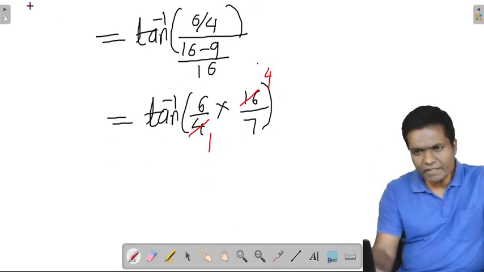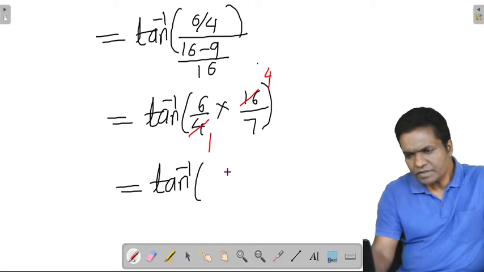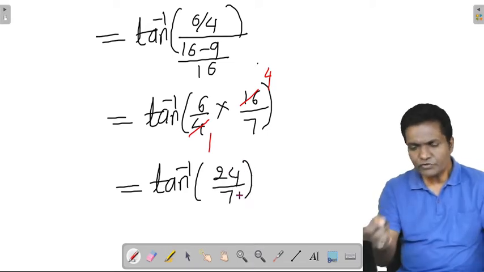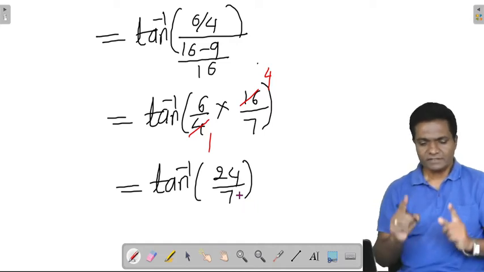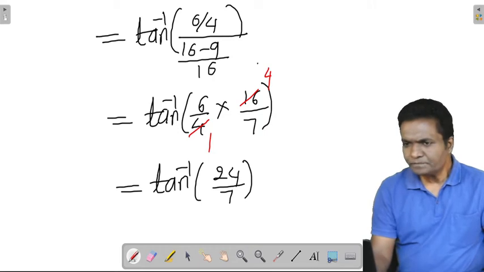So this is your tan inverse of 24 by 7. So this is your required result. Okay, so let's have another example.